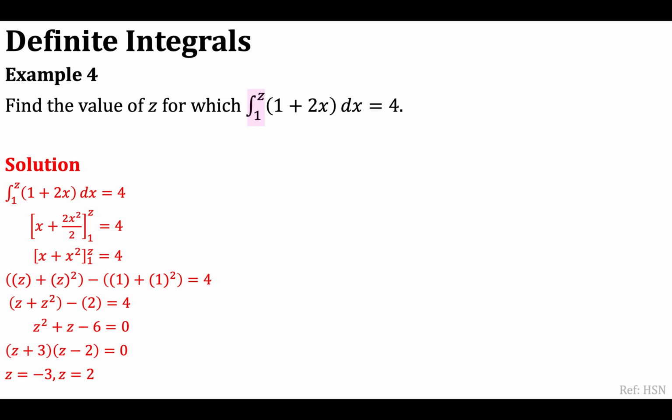Now, if I look at the limits here, I was given 1 and z. Now we know that because z is the upper limit, it has to be greater than 1. So z can't possibly be -3 because it's not greater than 1. Z could be 2, and it is 2, because that is greater than 1. So z is equal to 2 since z is greater than 1.